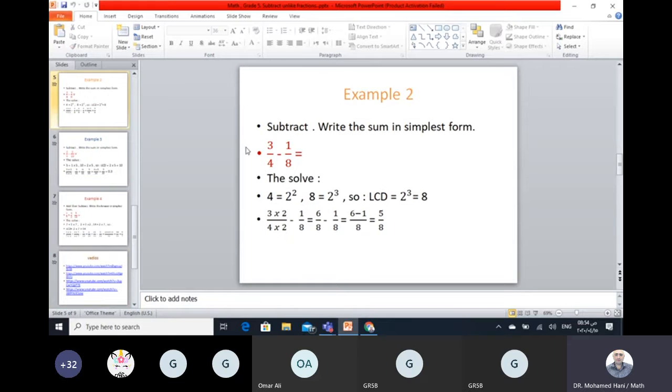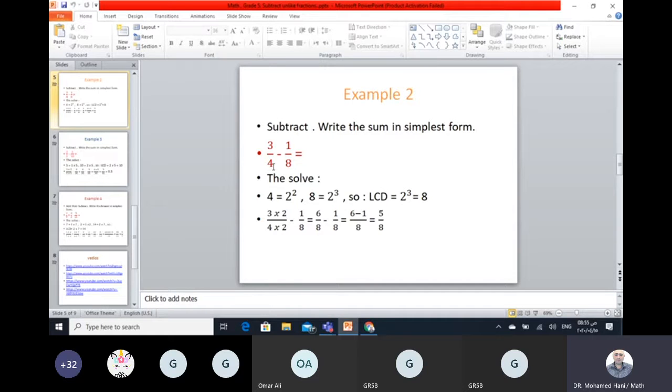Example 2. Subtract and write the answer in simplest form: 3 over 4 minus 1 over 8. As you see here, I cannot directly subtract because we have different denominators. When you have different denominators, you cannot add or subtract directly. So what I do is try to find the common denominator. How? Find the LCD.